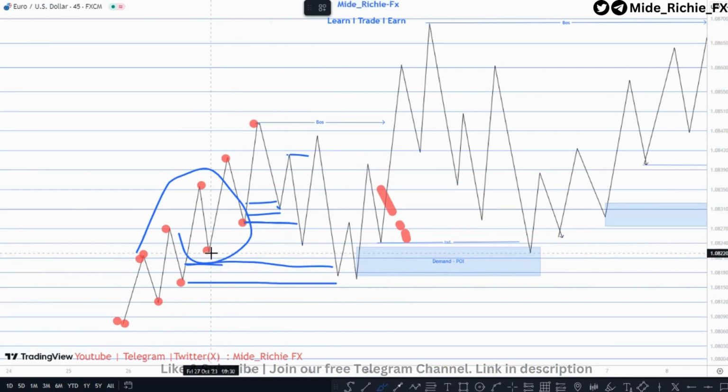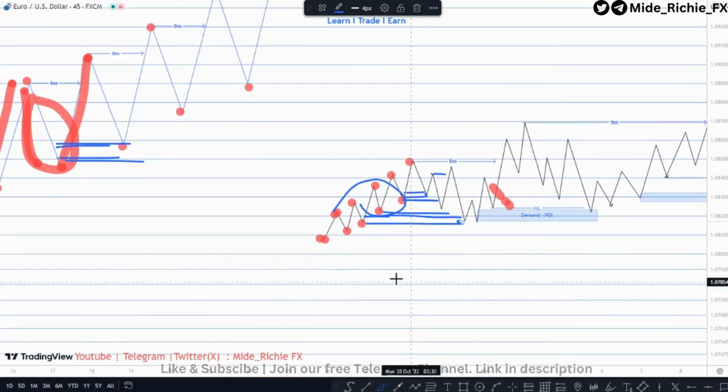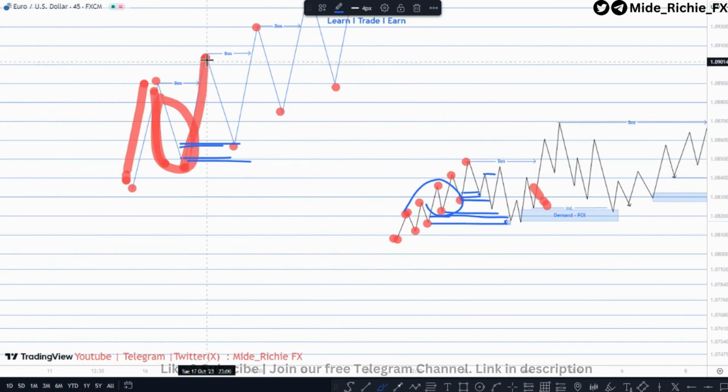You guys can see it take out this low as an inducement for the buys, mitigate the demand zone right here, and then give us a nice push to the upside. So another push to the upside in the higher time frame. This, as you guys can see here, is basically another one leg push, right? One leg push.